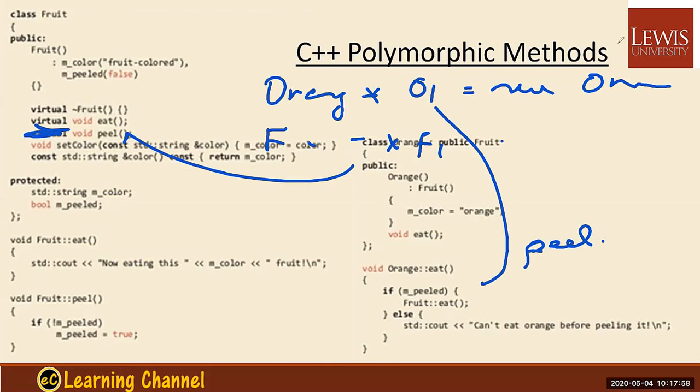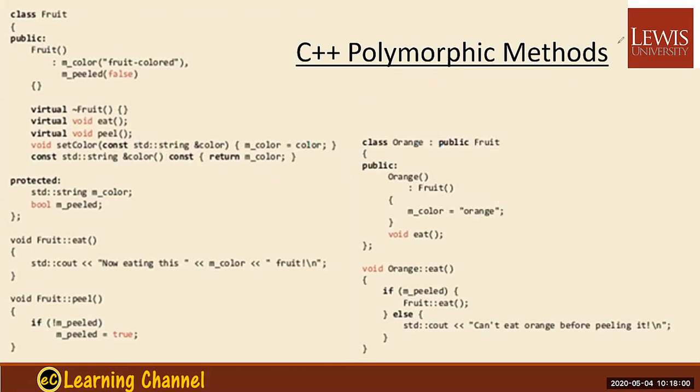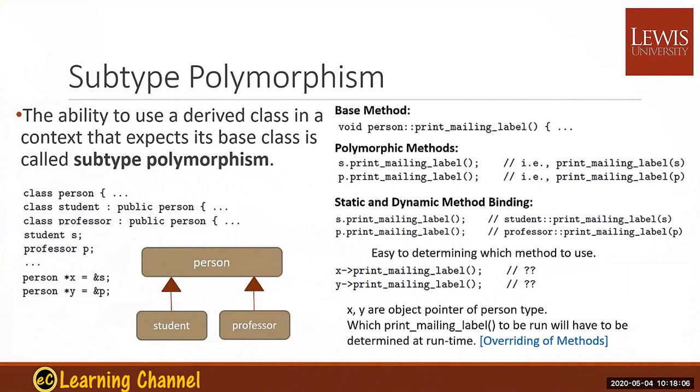That makes perfect sense, although Java doesn't work this way; Java is different. In Java everything is polymorphic. So we have a subtype of polymorphism: the ability to derive a class in a context that expects the base class is called subtype polymorphism. What we see right here is subtype polymorphism.